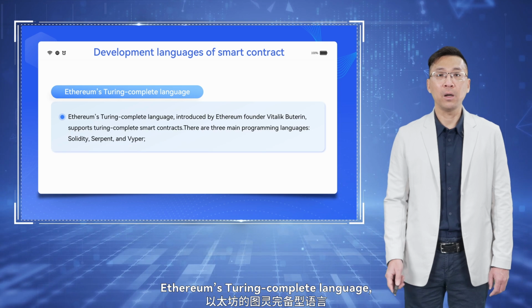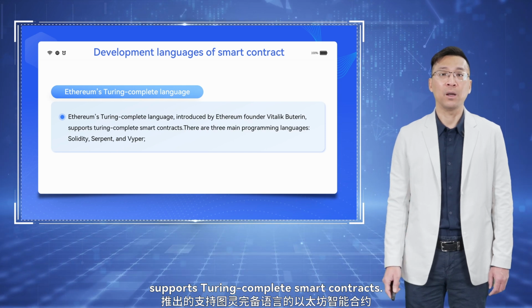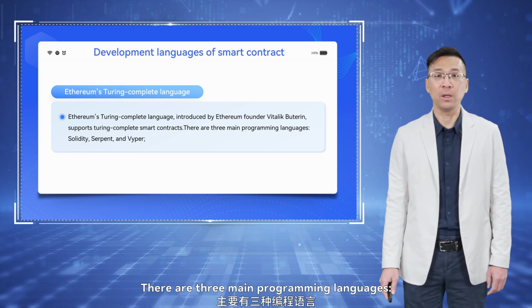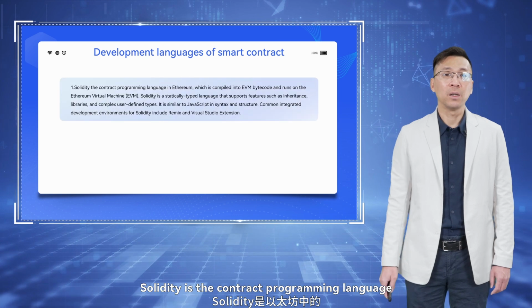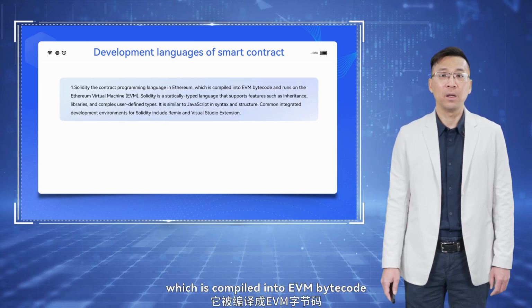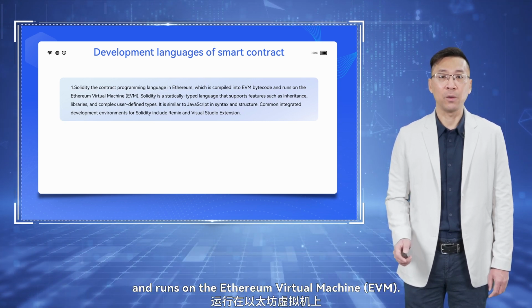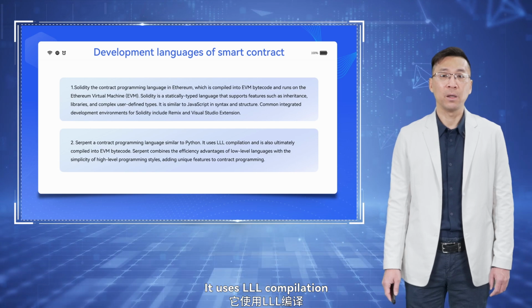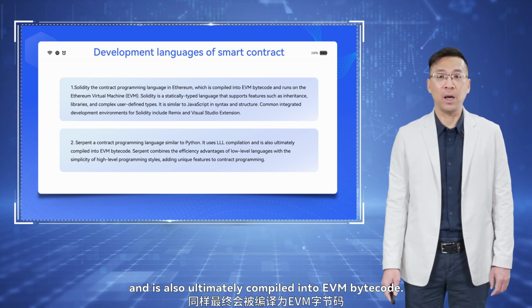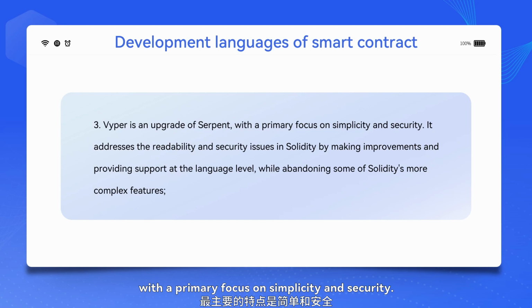Ethereum's Turing-complete language, introduced by Ethereum founder Vitalik Buterin, supports Turing-complete smart contracts. There are three main programming languages: Solidity, Serpent, and Vyper. Solidity is the contract programming language in Ethereum, which is compiled into EVM bytecode and runs on the Ethereum Virtual Machine, EVM. Serpent is a contract programming language similar to Python. It uses LLL compilation and is also ultimately compiled into EVM bytecode. Vyper is an upgrade of Serpent with a primary focus on simplicity and security.